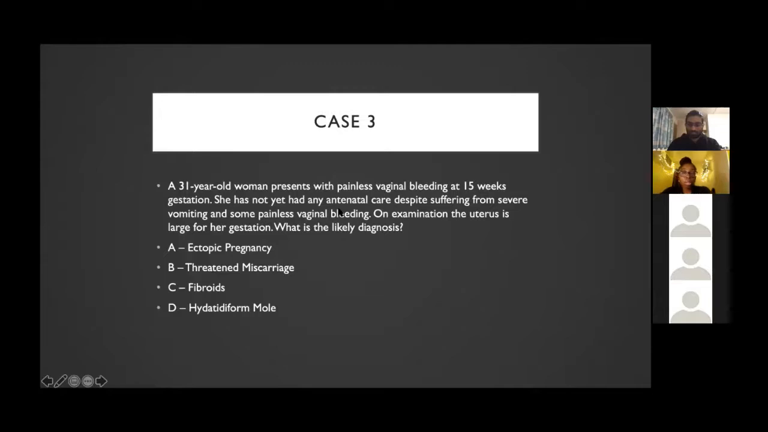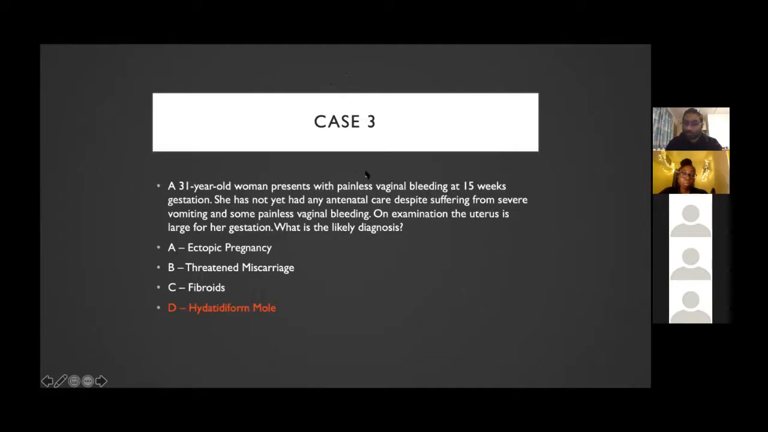A few seconds more, guys. Okay, so again, a bit of a mixed bag, but people have gone for hydatidiform mole, and that's the correct answer. So I saw someone went for threatened miscarriage and someone went for fibroids.